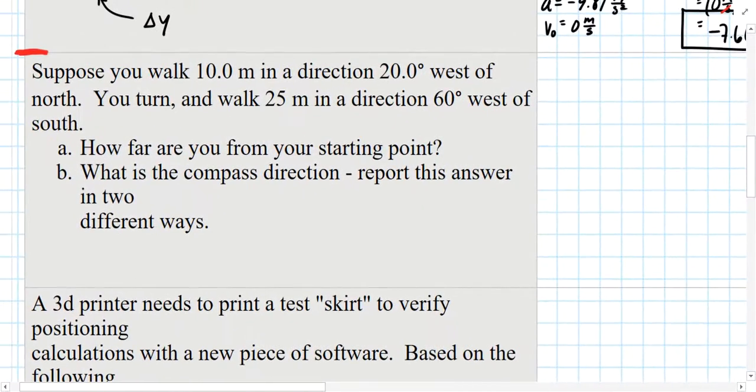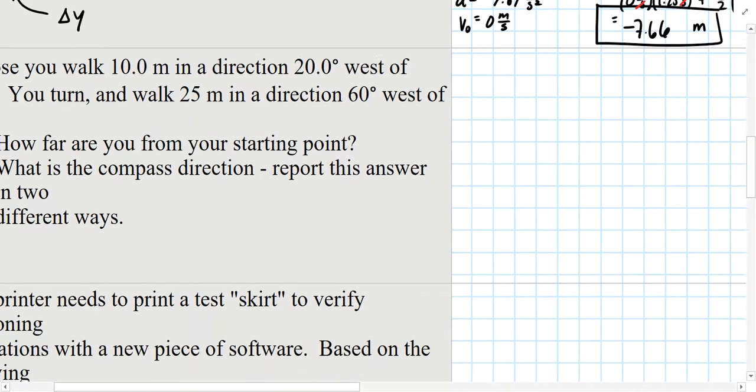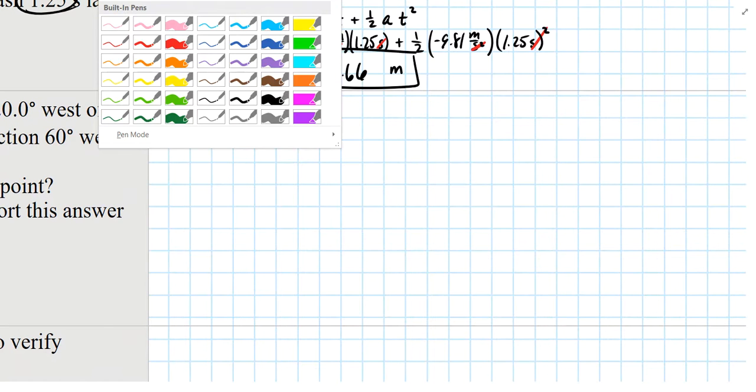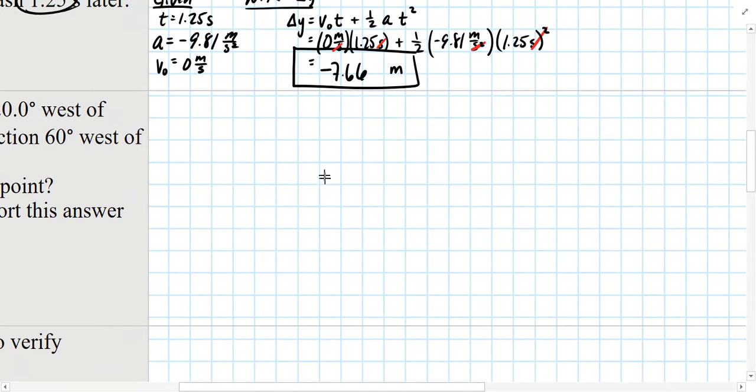So in this example, you walk 10 meters in a direction 20 degrees west of north. You turn and walk 25 meters in a direction 60 degrees west of south. Our objective is to find how far we are from our starting point and what's the compass direction that you're heading, and we'll report that two different ways. So we saw this in our lab last week. We've got to draw two vectors and connect them tail to tip in order to find this appropriate answer.